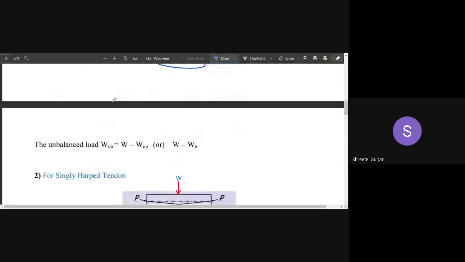So WP L squared by 8 you equate to P into E, and you can arrive at this thrust WP, which is unknown. So this is not given in your numerical. All these things will be given. That is, pre-stressing force will be given, eccentricity will be given, span will be given. So using all these values, you can calculate your upward thrust. Okay. So the next thing.